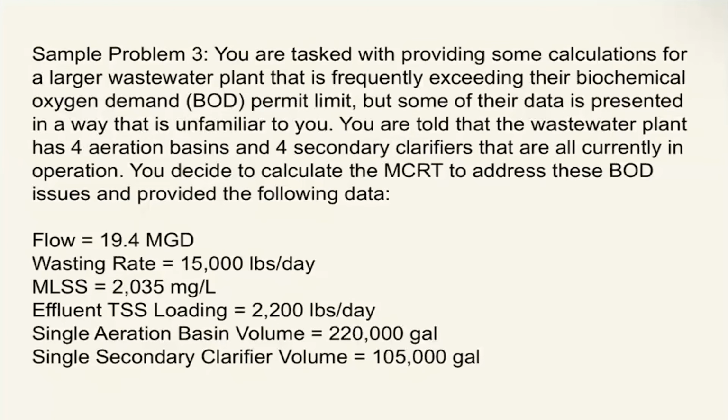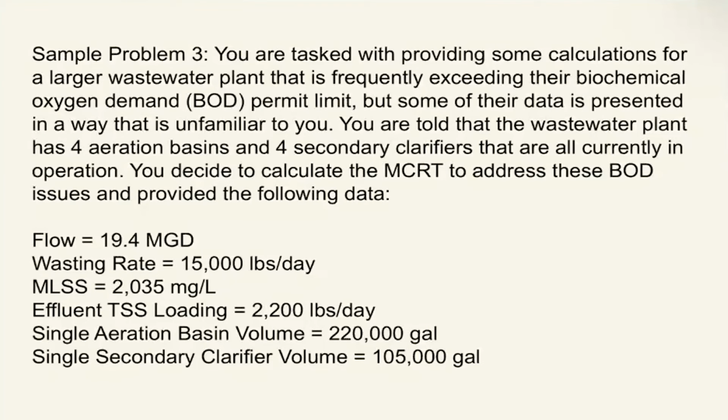So here's sample problem 3, where we can practice using units that we haven't used before. So sample problem 3 reads, you are tasked with providing some calculations for a larger wastewater plant that is frequently exceeding their biochemical oxygen demand, or BOD, of their permit limit. But some of their data is presented in a way that is unfamiliar to you. You are told that the wastewater plant has 4 aeration basins and 4 secondary clarifiers that are all currently in operation. You decide to calculate the MCRT to address these BOD issues and are provided the following data.